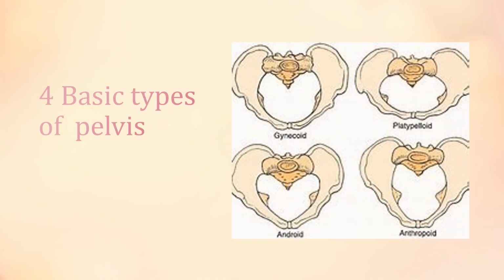All right, now the types of pelvis. The 4 basic types that you need to know are gynecoid, which is the most favorable, and then platypelloid is a long oval from right to left, and then android is heart-shaped, and that's the closest to a male pelvis, and it's the most difficult to deliver through. Android is the worst pelvic type for delivery. And then anthropoid is also oval, but it's more of a long oval from front to back.